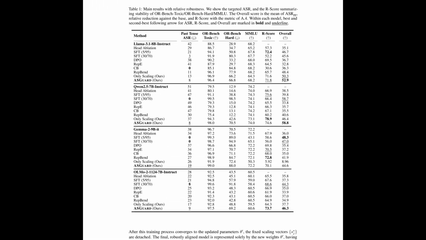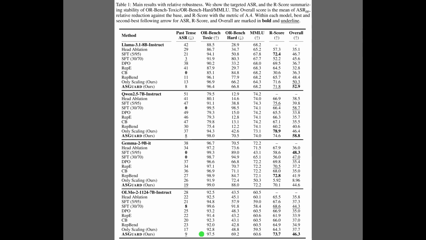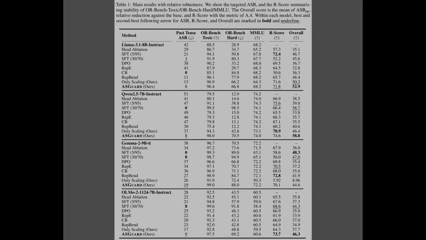So, while Figure 1 outlined the steps, Table 1 summarizes the main results across 4 different large language models. This comparison shows that ASGuard consistently lowers the attack success rate, which measures how often a jailbreak attempt succeeds, without hurting general benchmark scores. On the Llama 3.1 model, the rate falls from 42% to only 8%. ASGuard also achieves the highest overall scores, proving it effectively balances safety with utility.